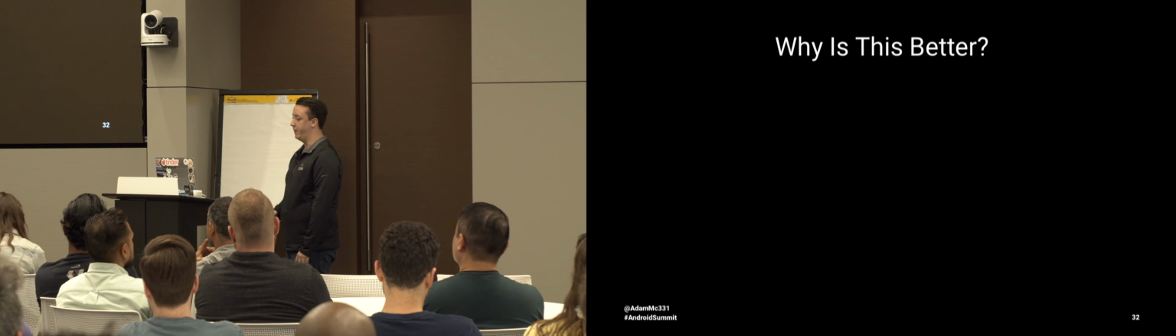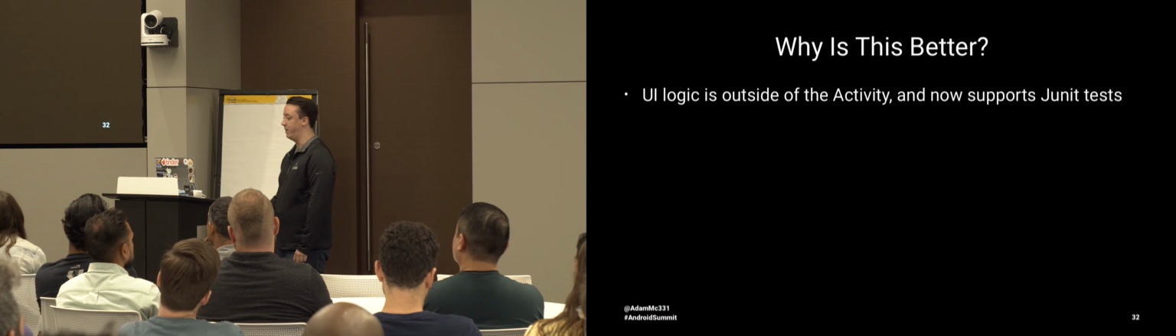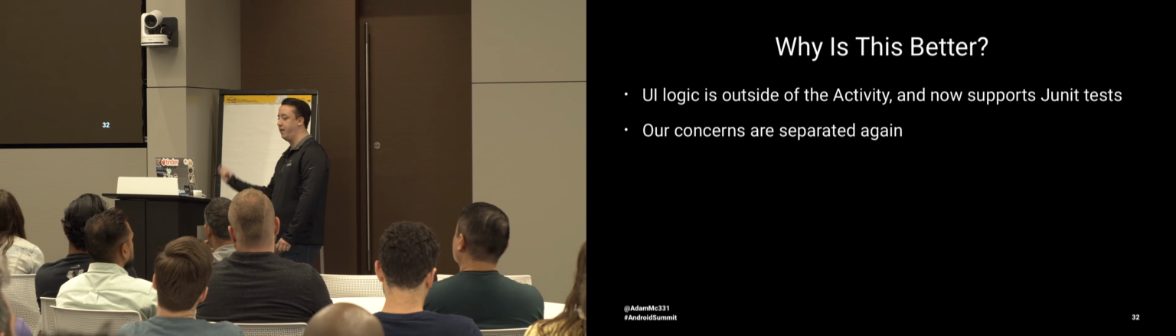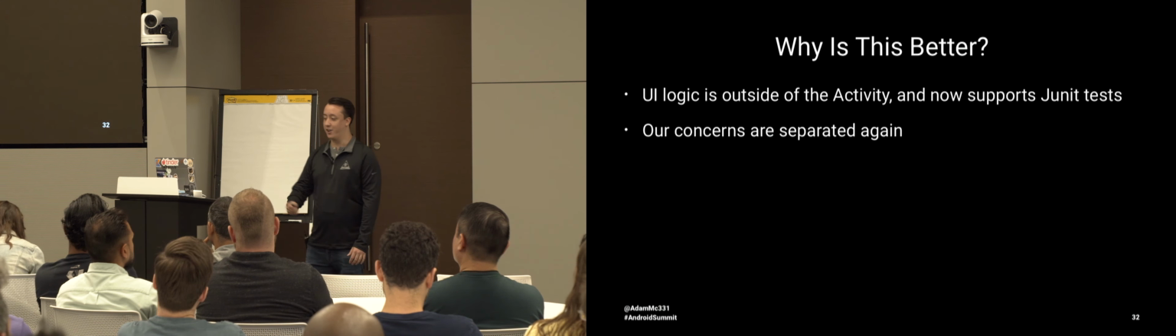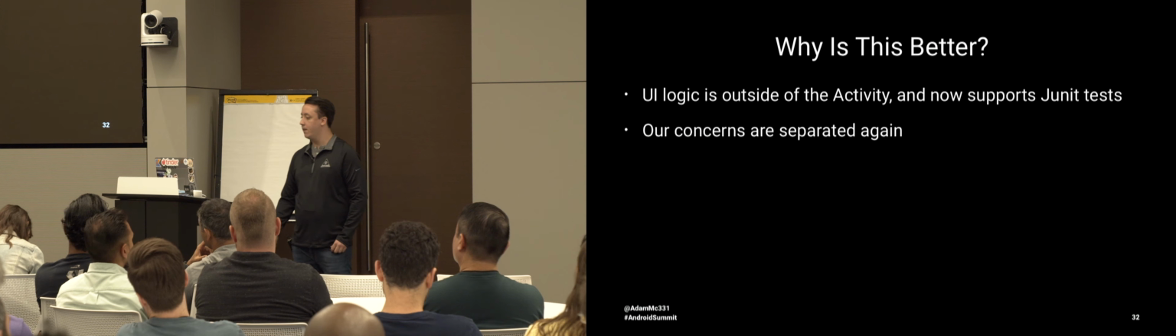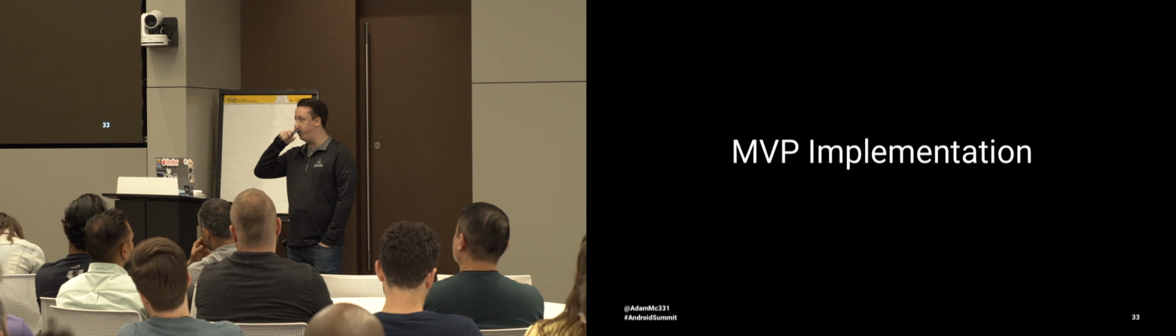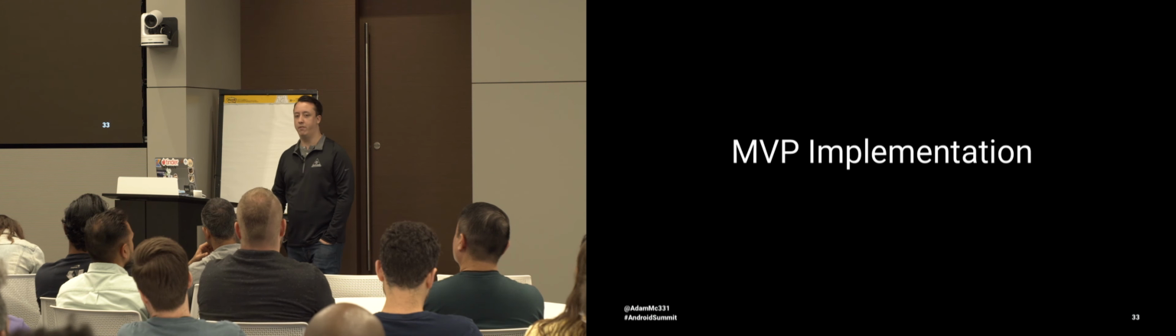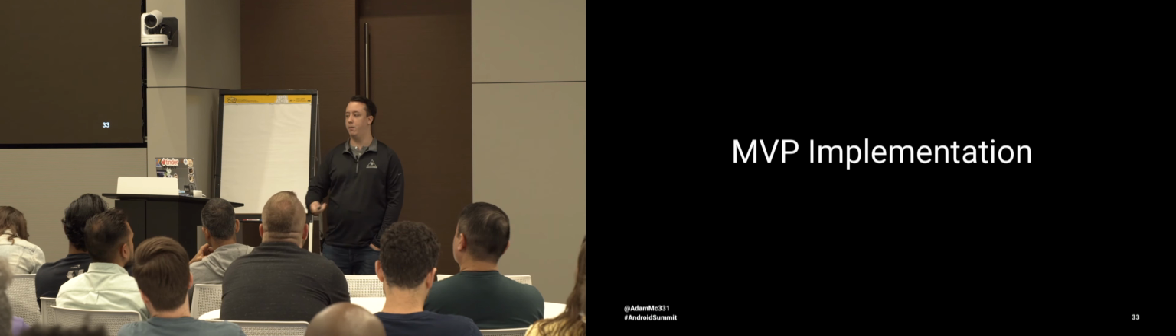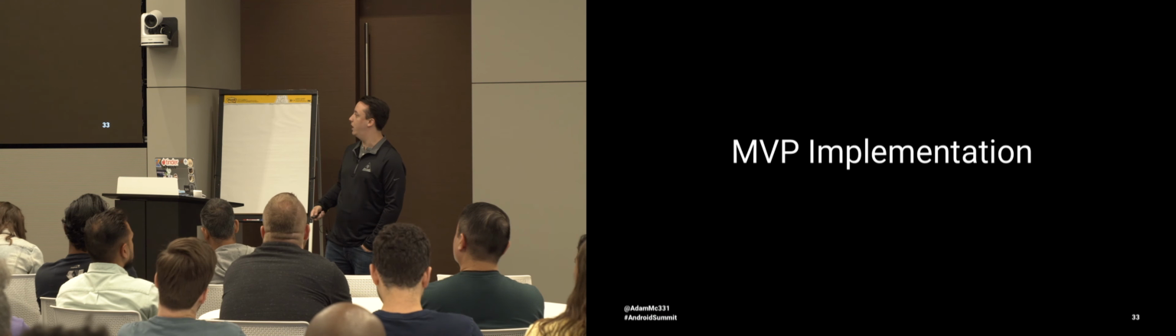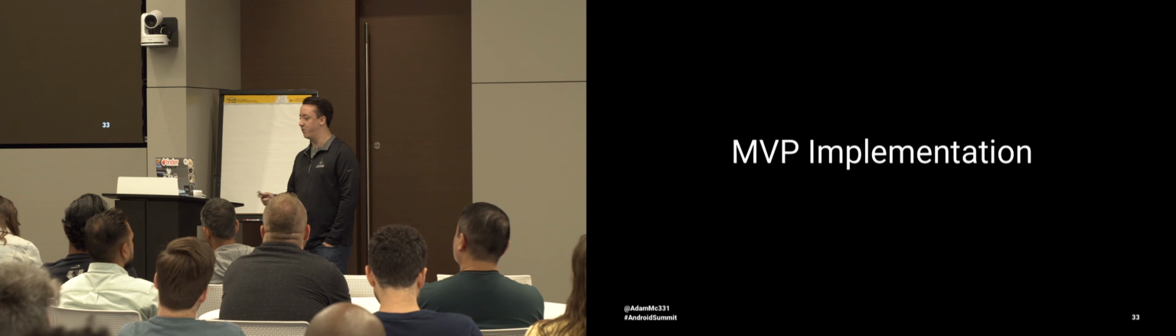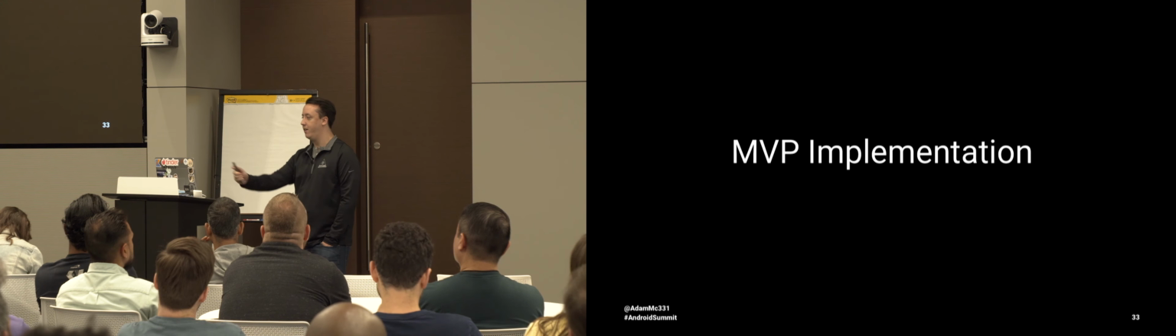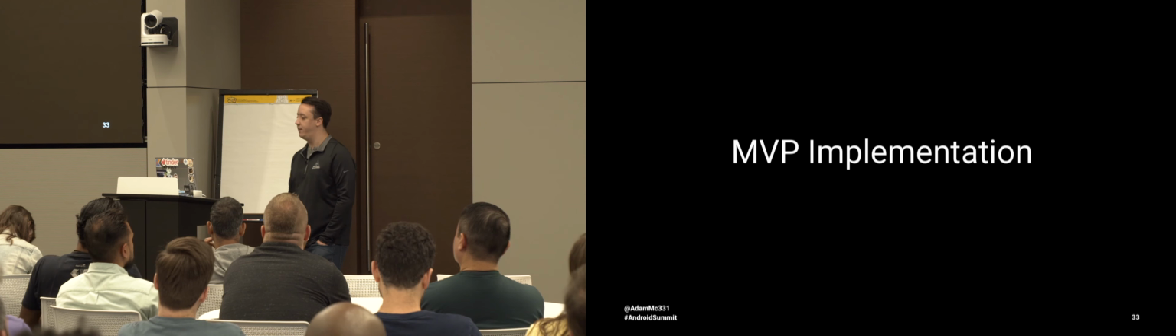So why is something like this better? UI logic's outside the activity, now supports JUnit tests, and our concerns are separated again. So I want to go into, we talked about it as a concept, and I want to briefly talk about the implementation of a tool like this. And here's where I'll go a little slower, because we're going to look at some code, and I don't want it to be too complicated, so we'll step through it, and hopefully it doesn't lose anybody.